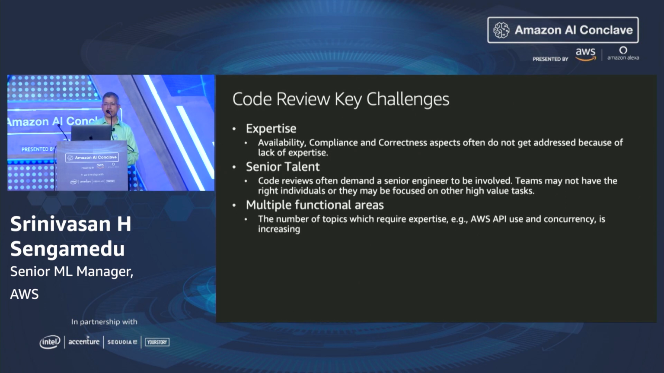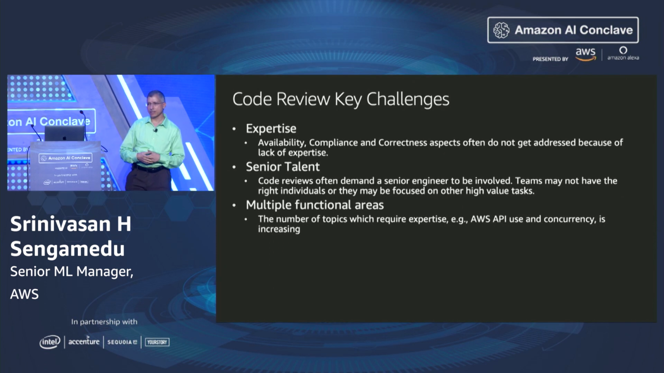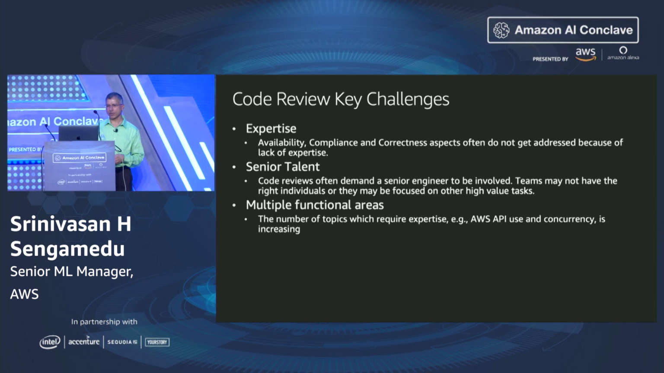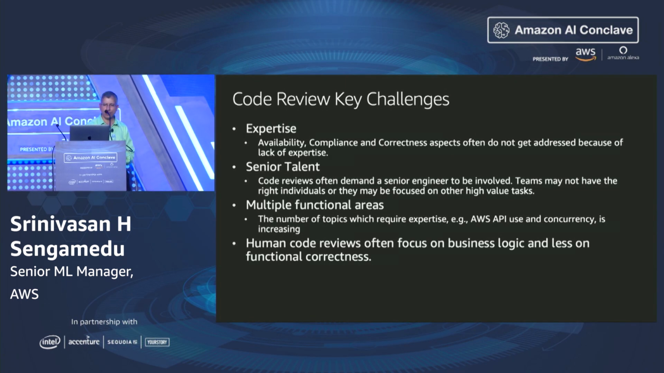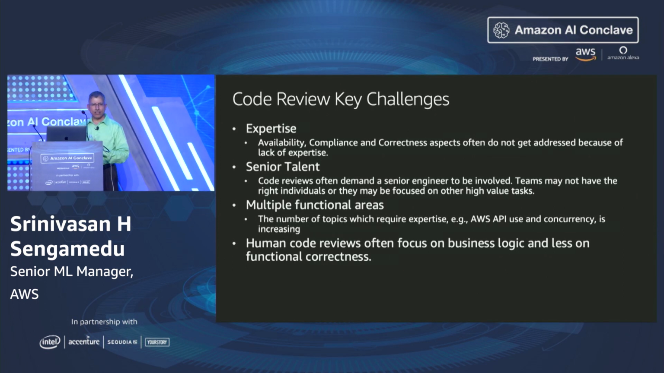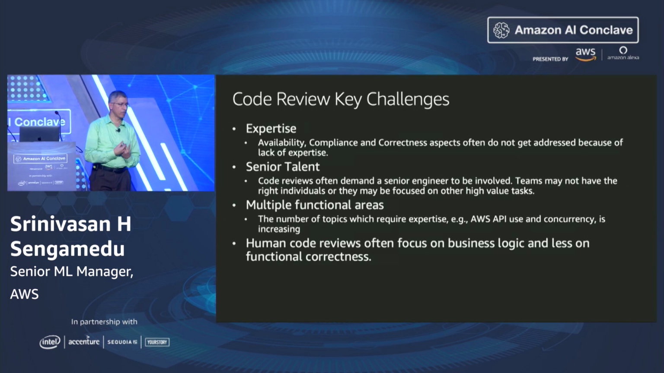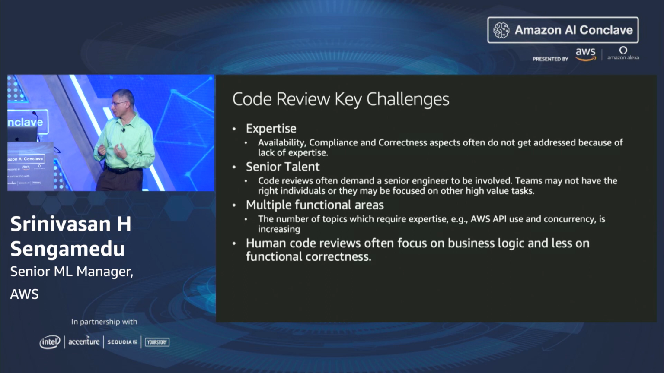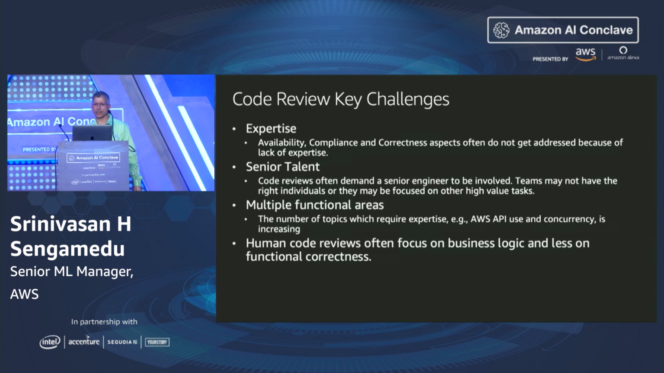The other one is multiple functional areas. Software typically touches upon several areas like concurrency, handling of resources, handling of AWS services, and so on. And teams may not have experts in several of these areas. And this is something which I'm not sure how many people appreciate. Human code reviews often focus on business logic, and less on some of the functional correctness issues, and you end up with these functional hotspots or dead areas, and they manifest later in production.